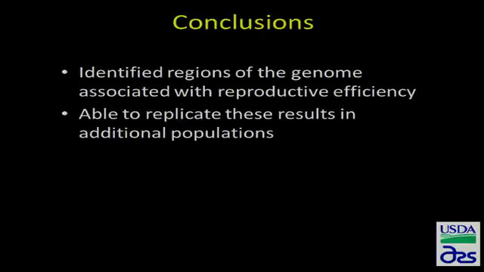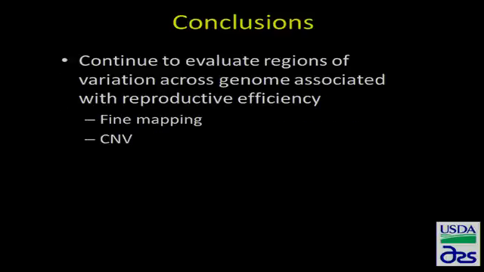So from this research, we were able to identify regions of the genome associated with reproductive efficiency, and for what I presented today, we focused on chromosome 5. We're able to replicate these results across multiple populations, and through further evaluation of these regions, we were able to identify a CNV on chromosome 5 in which there's a deletion in open females, at least across the 4 populations that we looked at.